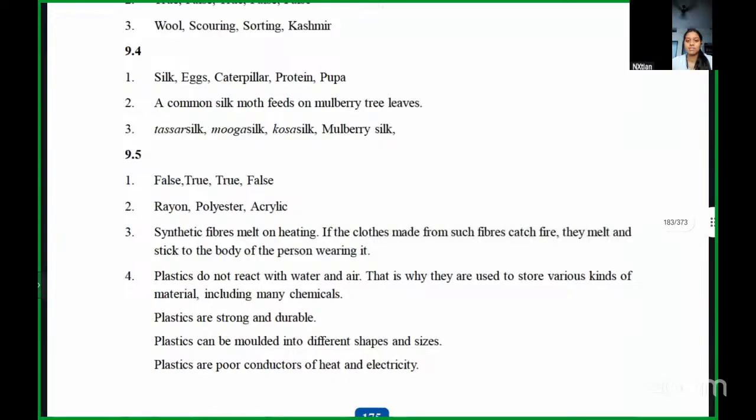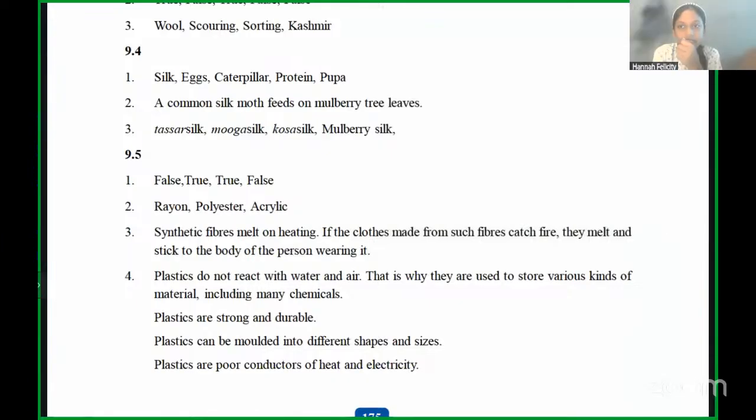Excuse me, ma'am. Yes, Hannah. Ma'am, while giving examples, should we learn all the examples or just a few? 2 to 3 examples you should know. Okay, 2 to 3 examples you should know.